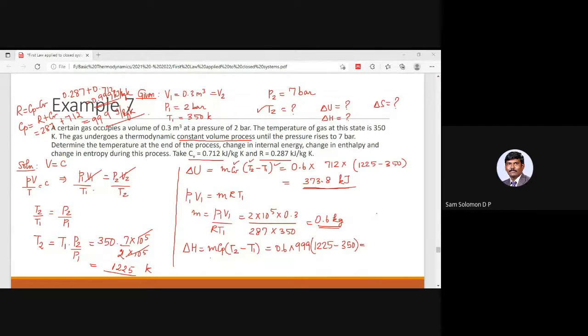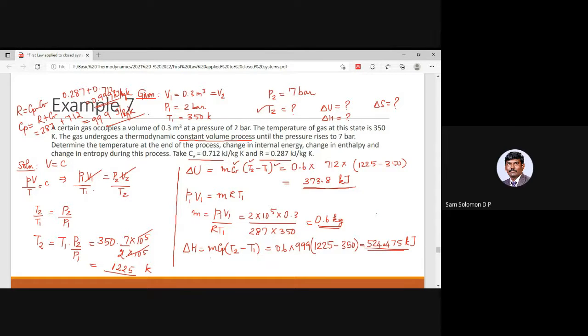Okay, sir. So 0.6 into 999 into 1225 minus 350. So that is 524.475 kilojoule, or you can simply write 524.5 kilojoules.